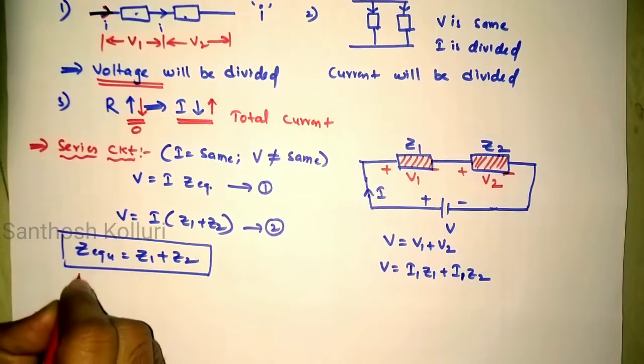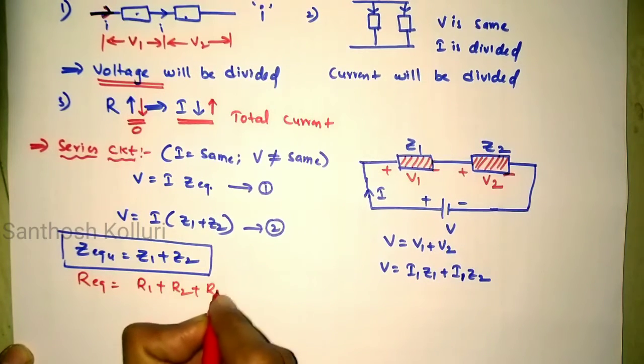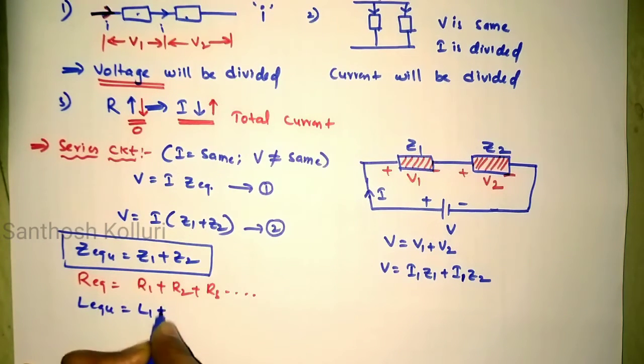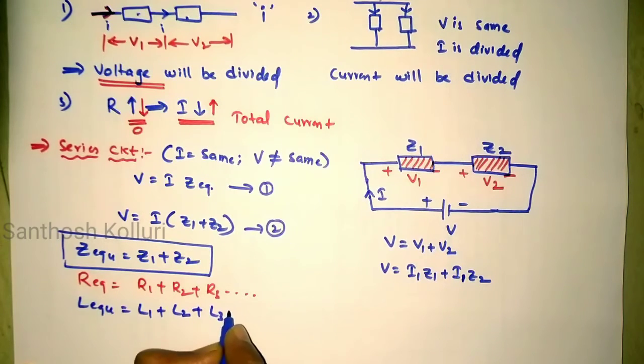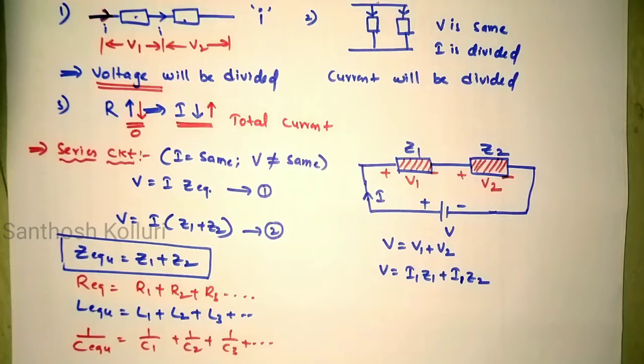For resistors, R equivalent is equal to R1 plus R2 plus R3, and so on. However many elements are connected, that many will be added. For inductors, it will be L1 plus L2 plus L3, and so on. Similarly, for capacitors, 1 by C equivalent is equal to 1 by C1 plus 1 by C2 plus 1 by C3, and so on. For the capacitor, it will be like this.